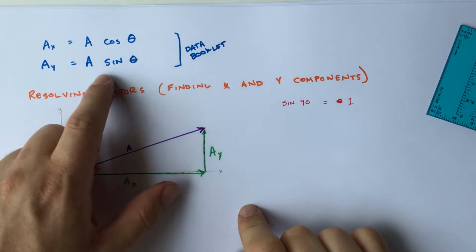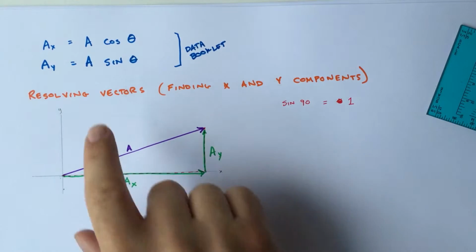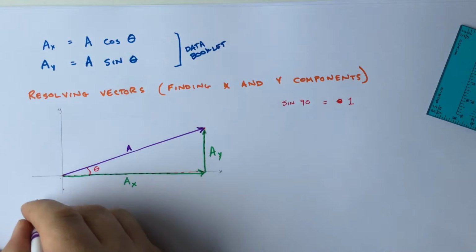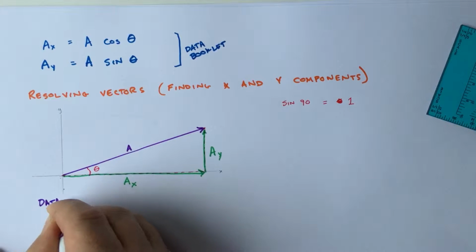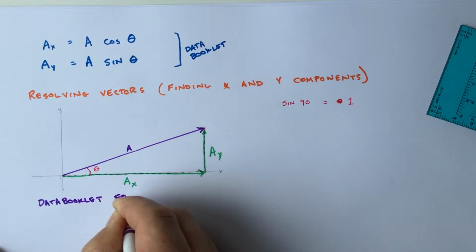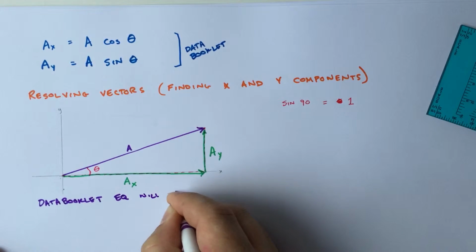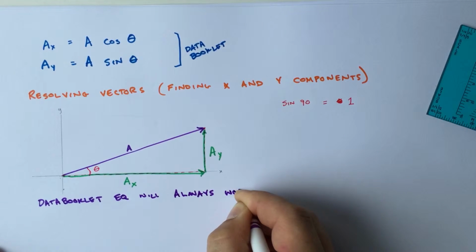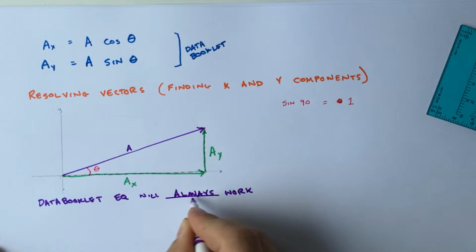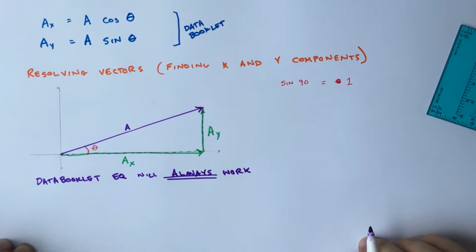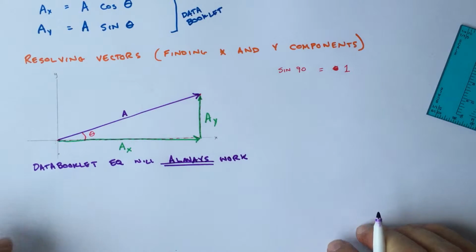Now these rules that are in your data booklet, they will always work. So these rules will always work. Data book equations will always work. But there is something screwy about them. So let me show you that.